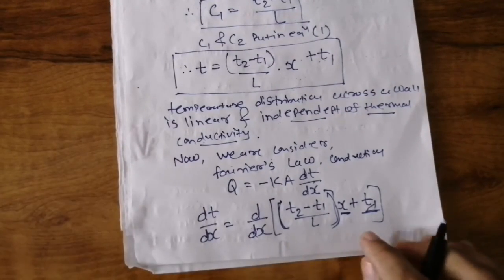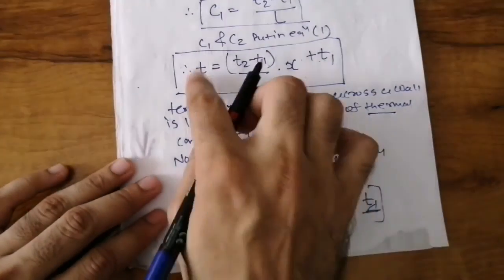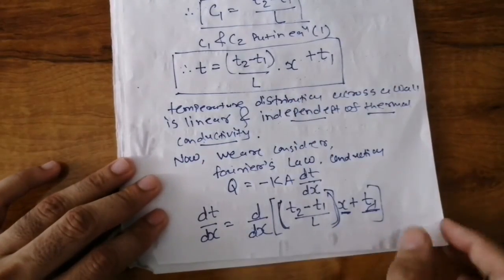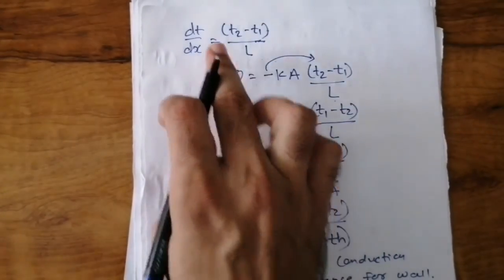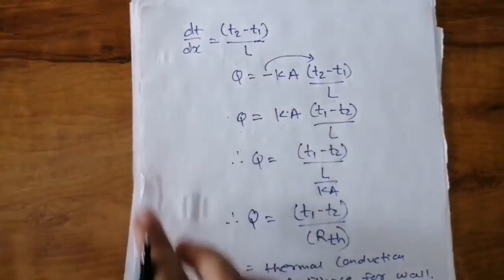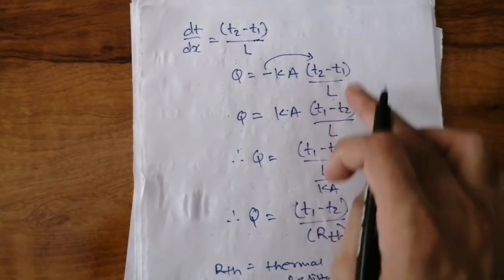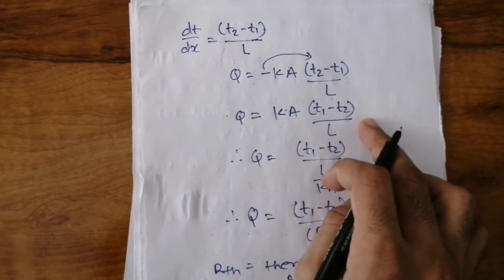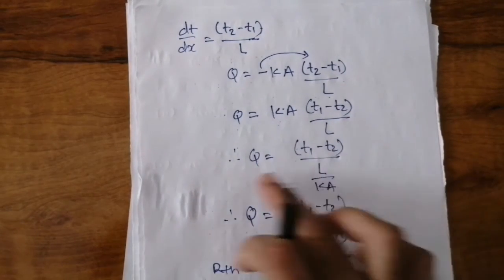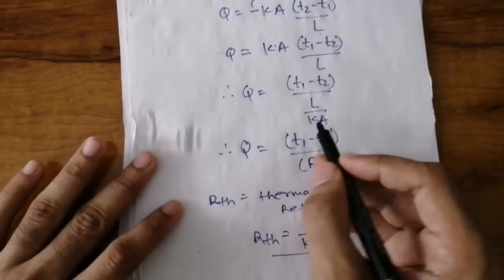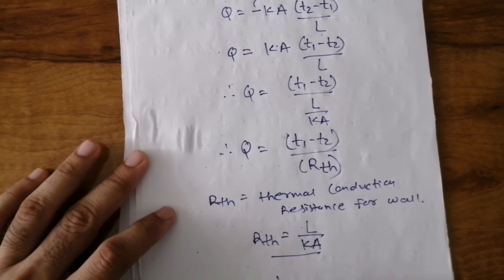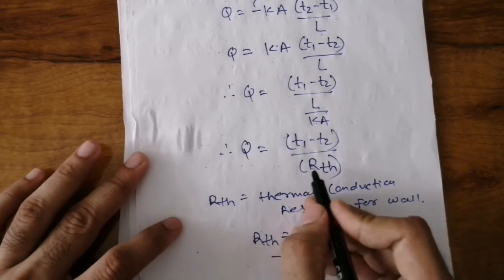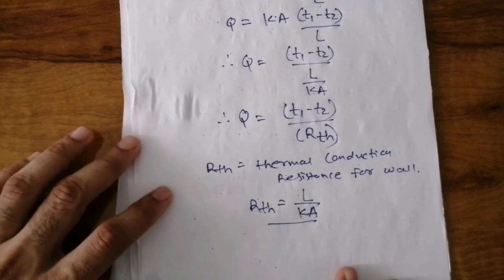Then dT by dx is required, so that equation is differentiated with respect to x. After the differentiation we get dT by dx is equal to (T2 minus T1) divided by L. Then we put dT by dx in the Fourier law equation. Then the sign change will be considered here and rearranged. After that we consider RTH, that is the thermal conduction resistance for the wall, and it will be L by K A. Thank you.